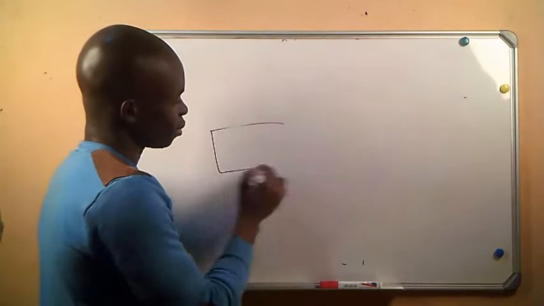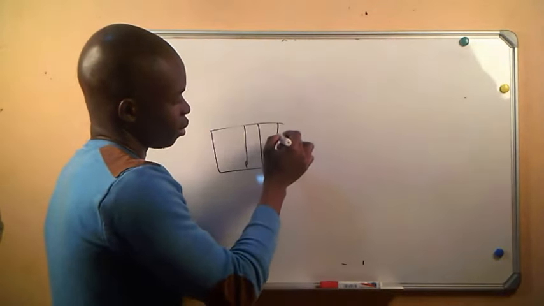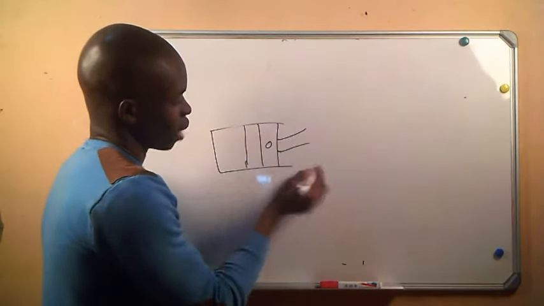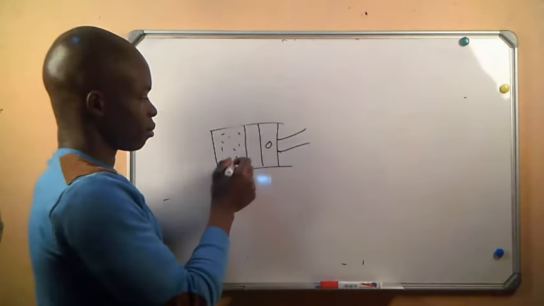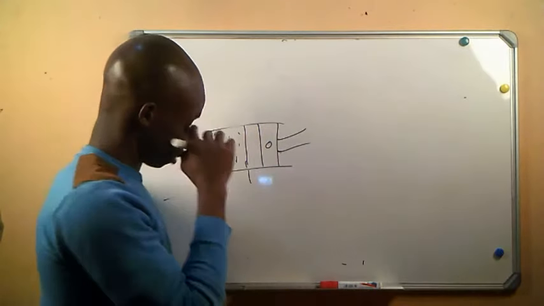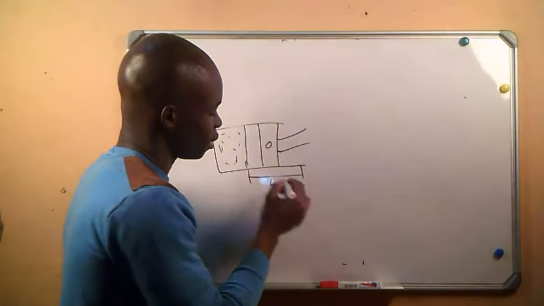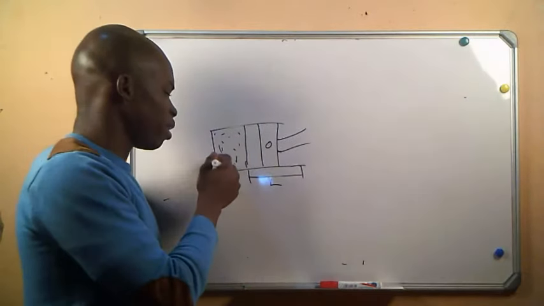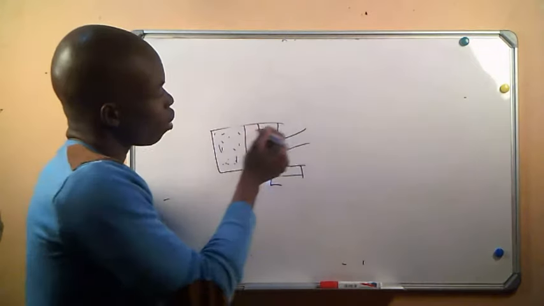That's our cylinder, that's our piston, the most beautiful piston in the world. And then we have gas here. This gas now is heated, and this piston moves a distance L. Now we know that there will be work done on the piston by the gas.